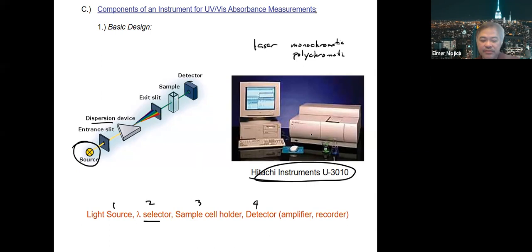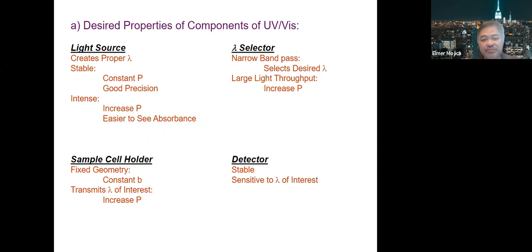So if you look, this is a light source that you have there, and then you have a wavelength selector. In the wavelength selector, that's where your incident beam goes, and then once it passes the sample, that's your b, the path length, and then you have the emergent beam, and then you have the so-called detector. That's the basic design that you have, and the desired properties of these components are listed here.